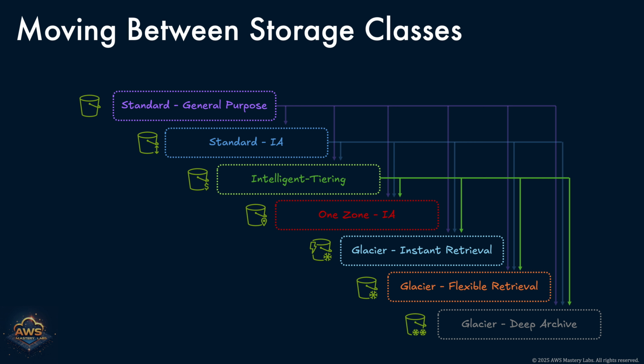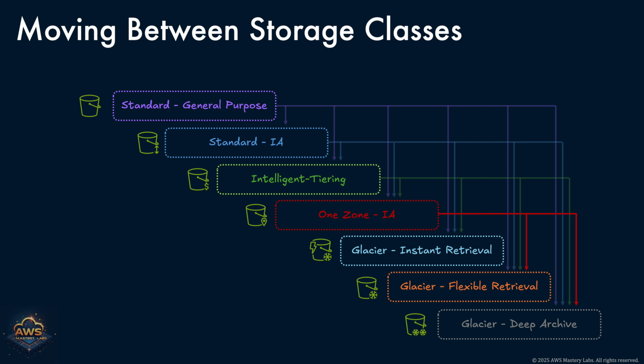From the Archive Instant Access tier, which is designed for archive data that still requires fast retrieval, objects can be moved to Glacier Instant Retrieval, Glacier Flexible Retrieval, or Glacier Deep Archive, depending on how quickly access is required and how infrequently the data is needed. Data in the Archive Access tier, optimized for low-cost long-term storage with flexible retrieval speeds, can transition further down the hierarchy to Glacier Flexible Retrieval or Glacier Deep Archive for maximum savings. Finally, objects already in the Deep Archive Access tier, the lowest cost Intelligent-Tiering level, can be transitioned directly to Glacier Deep Archive for ultra-low cost, long-term archival storage with retrieval times of up to 48 hours.